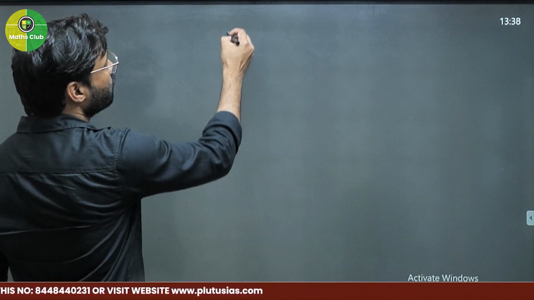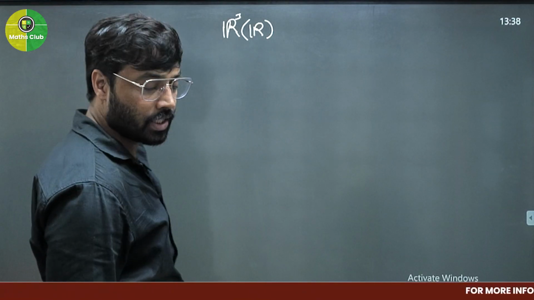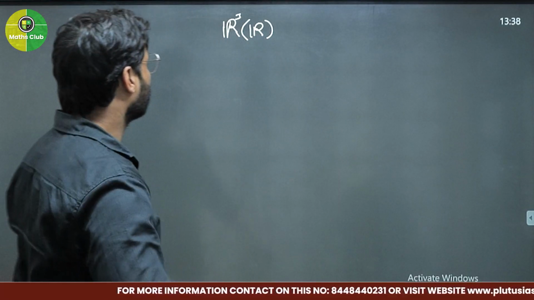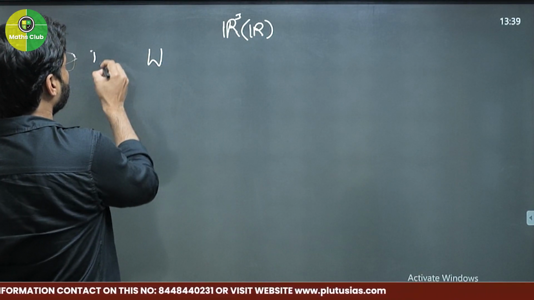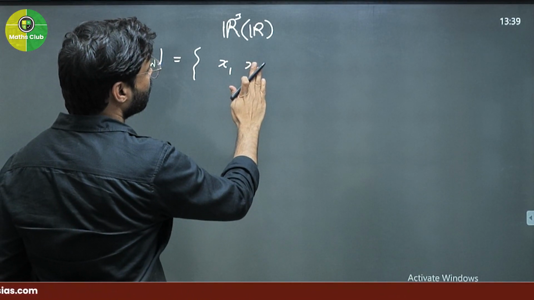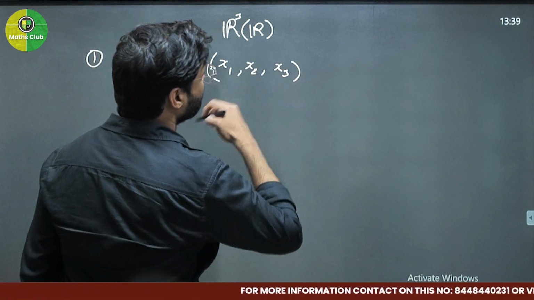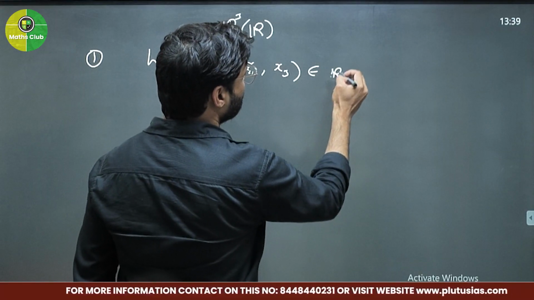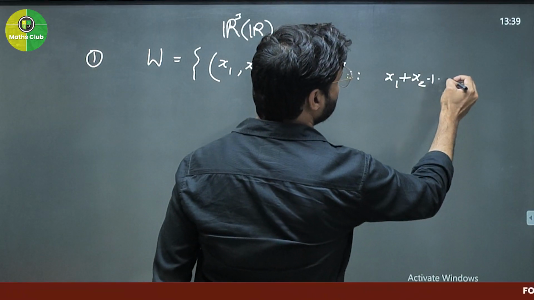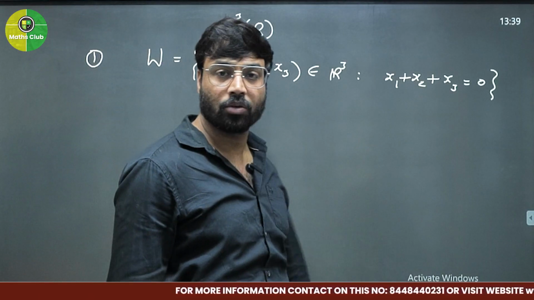For example, suppose R^3, three-dimensional space, is a vector space over the field R, and let W, first example, be defined as the set of (x1, x2, x3) belonging to R^3 such that x1 plus x2 plus x3 equals 0. So we'll check whether this is a subspace or not.